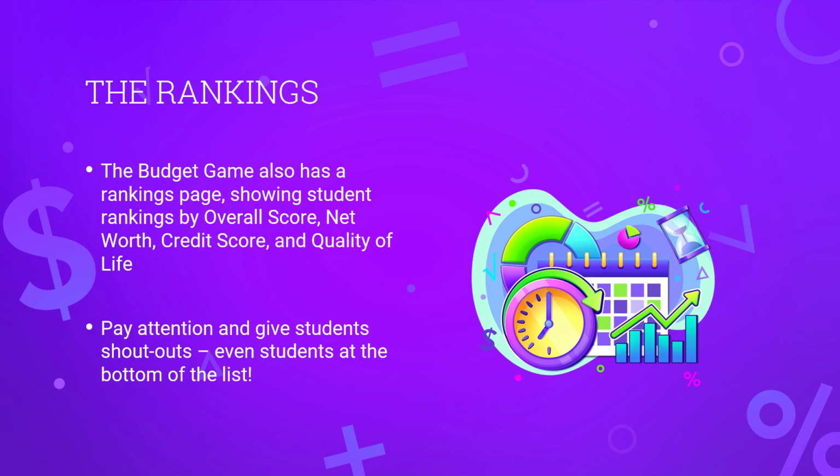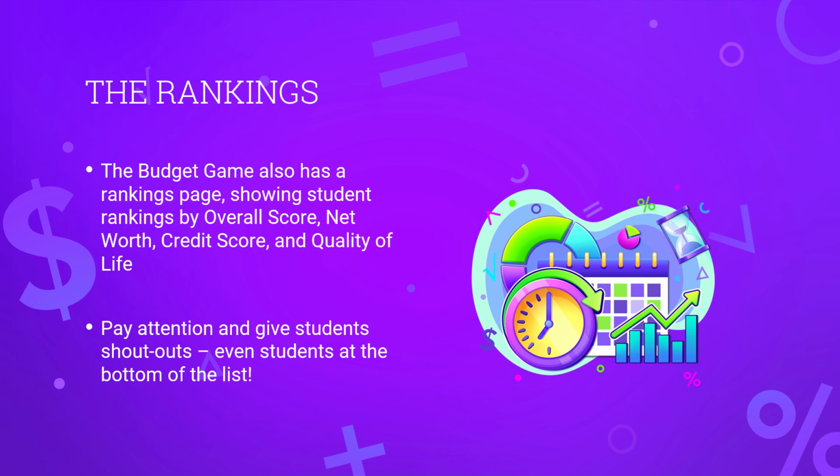And quality of life. So the students who are living large, they're going to be at the top of the quality of life rankings. The students who are being very austere, they're going to be at the bottom of the quality of life rankings. The students who are at the very bottom of the quality of life rankings, you might want to follow up with and make sure that they're not trying to just max out their net worth, because that's not where the overall score comes from.